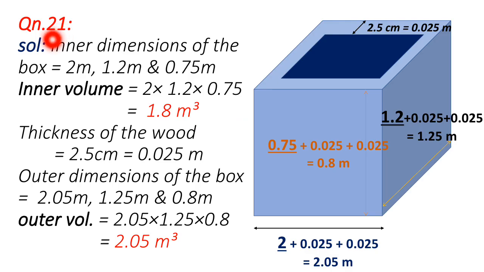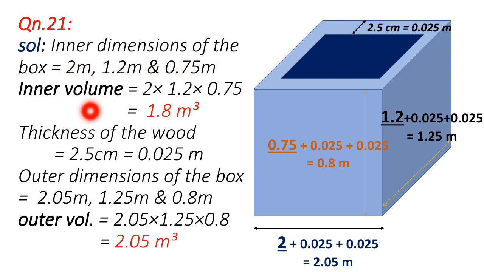In the question, the inner dimensions of a closed wooden box are given. We suppose this is a closed wooden box, and this is the inside cuboid, the inside part of the box, and for that inside part we have the dimensions here. You can see 2 meter, that means the inside part. Here it is 1.2 meter, and the height is 0.75. So we have the three parameters, so we can calculate the volume.